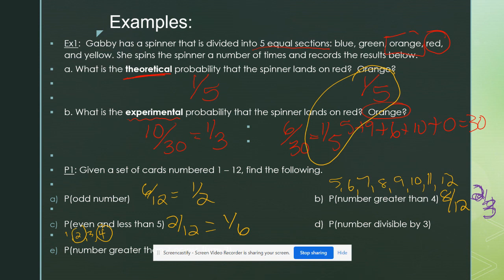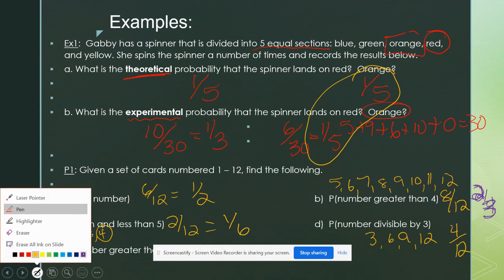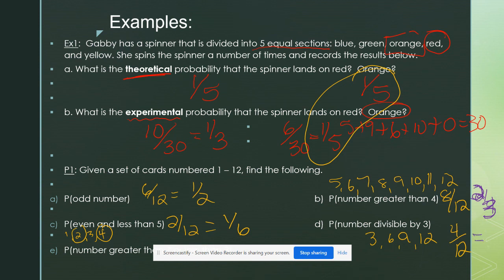The probability that a number is divisible by 3. So 3, 6, 9, and 12 are the numbers that would be divisible by 3. That's 4 out of the 12 possibilities. And again, always wanting this to be in simplest form, 4 twelfths reduces to 1/3.